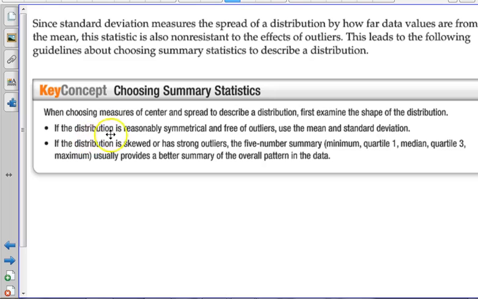So when choosing measures of center and spread, this is what you do need to know. If the distribution is reasonably symmetric or free of outliers, you should use the mean and standard deviation. If it is skewed or has strong outliers, you should report the five-number summary. And that's what I'm going to ask you to do.